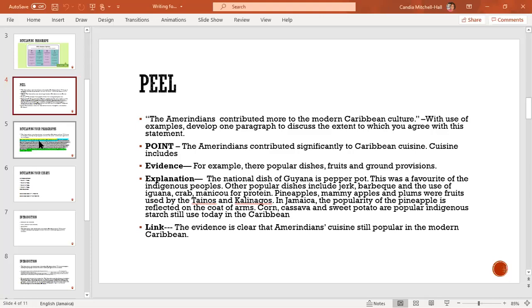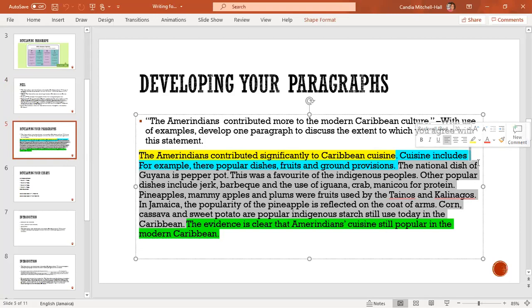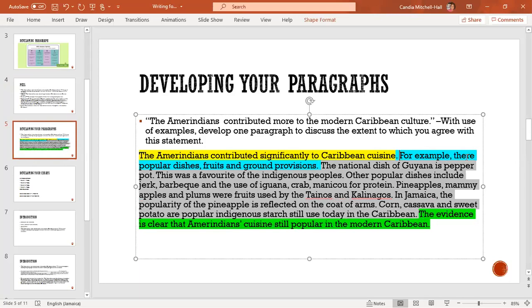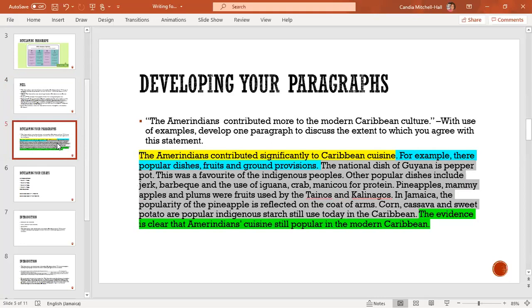Now, let us look at this. So this is my paragraph that I would have written. All right. So the first, I broke it up into the point, the evidence, the explanation, the link. Now I'm developing, this is how it would look when I write it on the paper. Somebody can go ahead and read it for me.